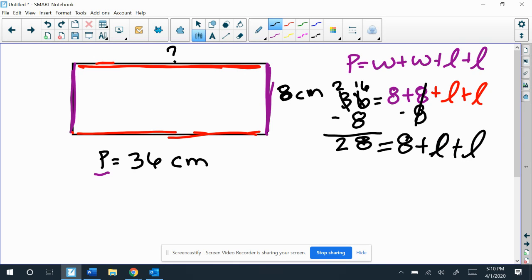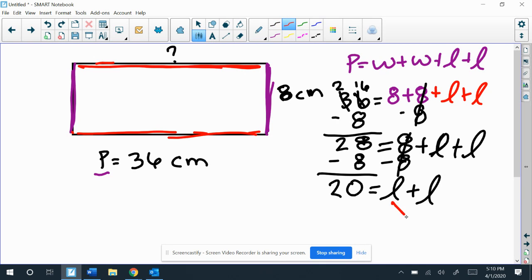Well, I still have one 8, so I'm going to subtract that. 28 subtract 8 gives me 20. 20 equals 2 sides. But I only have one question mark because I only want to know one side. So I'm going to have to split this into 2. 20 split into 2 equals 10. My missing side should be 10 centimeters.